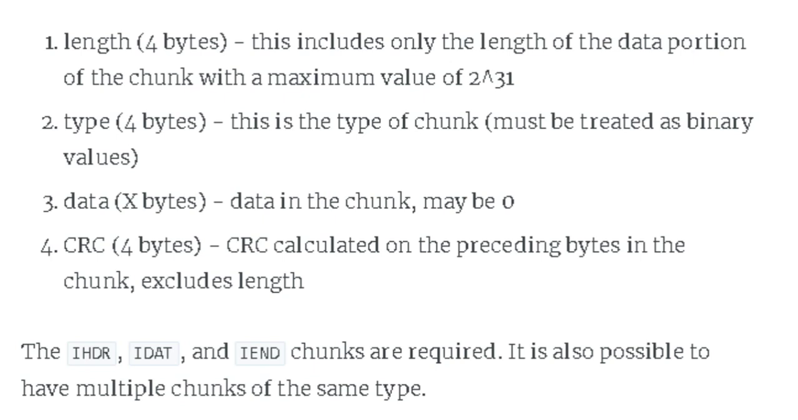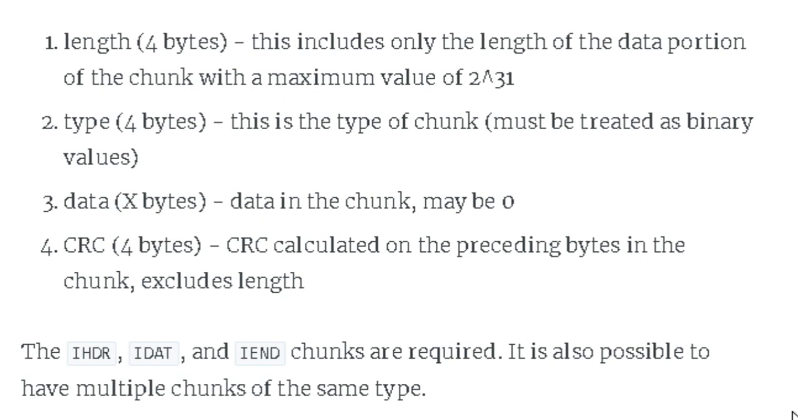And it's 2 to the power of 31 instead of 2 to the power of 32 because they decided, I don't know who they, but whoever came up with the PNG spec was like, we want to make sure that languages that don't differentiate between signed and unsigned types can still access the largest possible chunk size. And that is why it is 2 to the power of 31 rather than 2 to the power of 32.